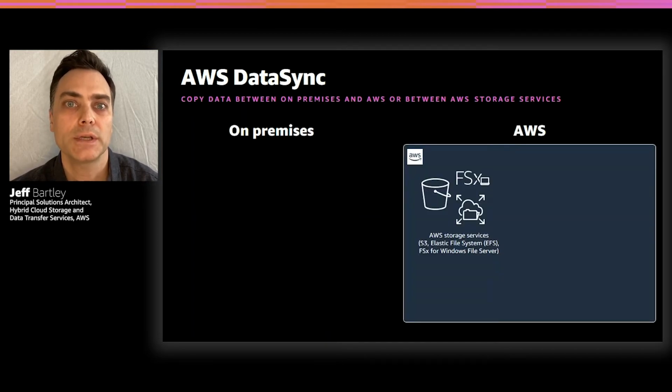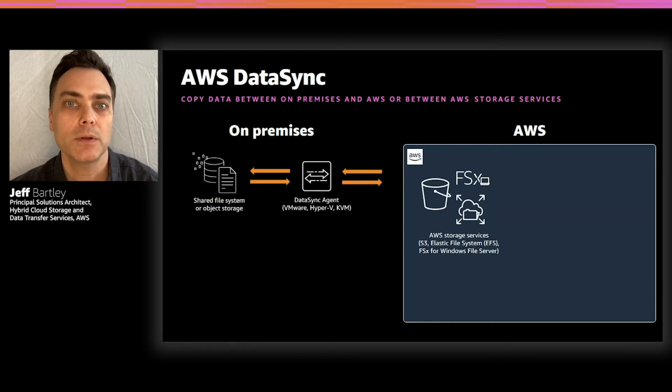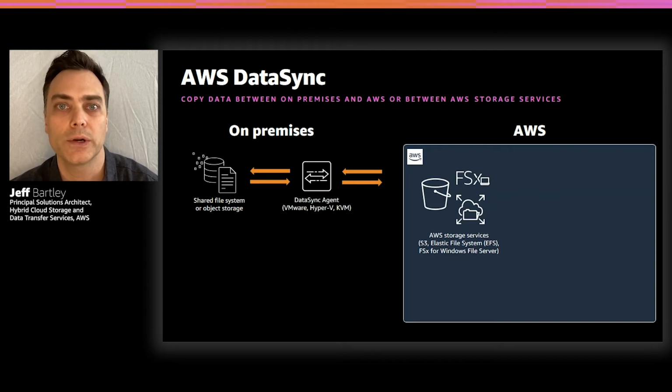When our customers get started with DataSync, they're typically starting from a standpoint where they want to move data from their on-premises environment into AWS. They start by deploying a DataSync agent into their environment, connecting it to their on-premises storage, and then migrating it into one of the storage services that DataSync supports, which is Amazon S3, Amazon EFS, or Amazon FSx for Windows File Server.